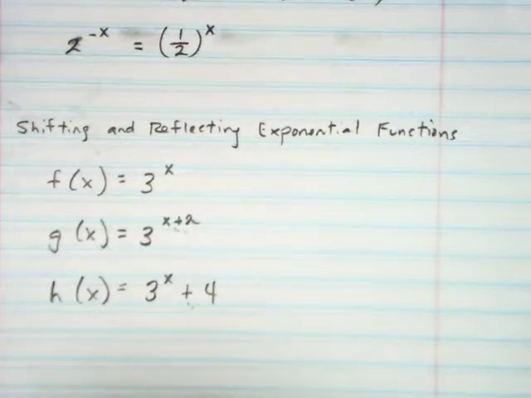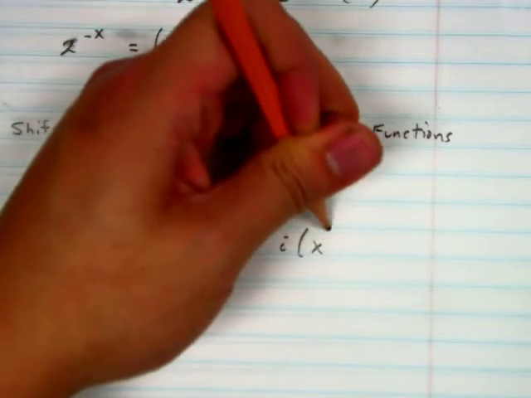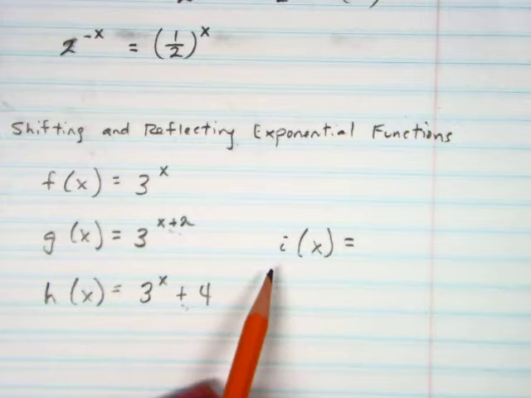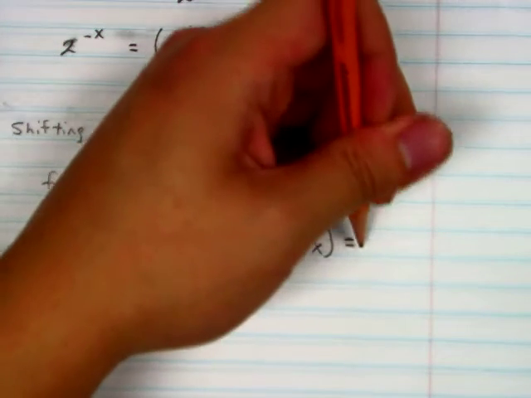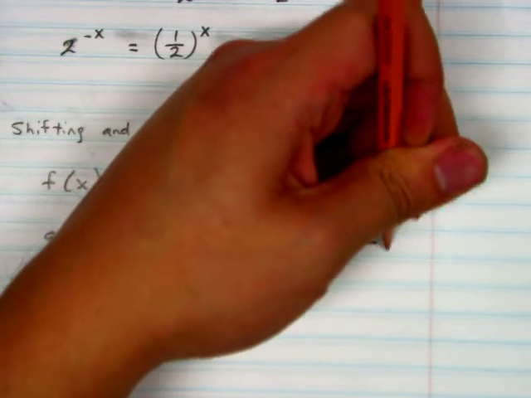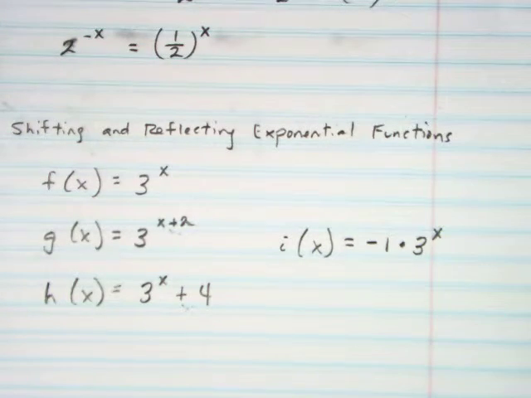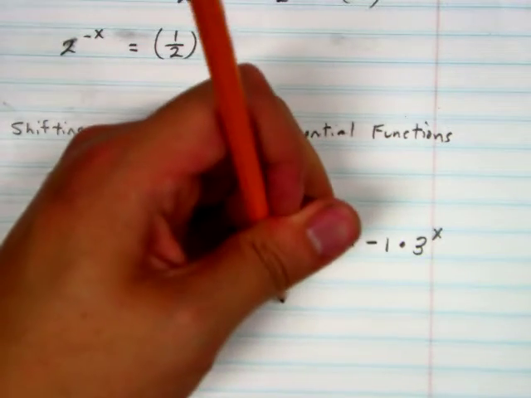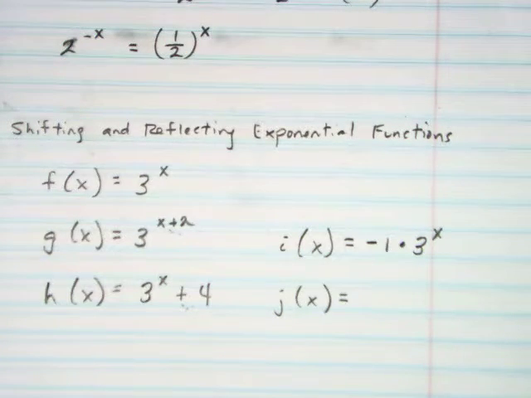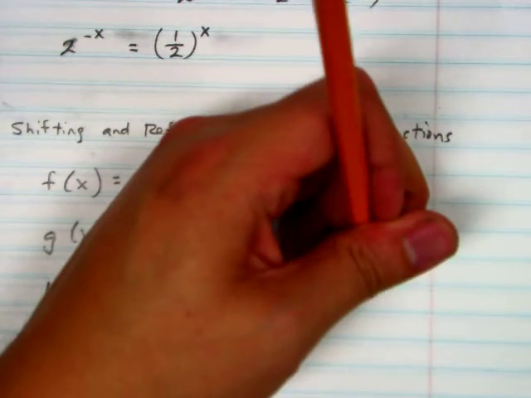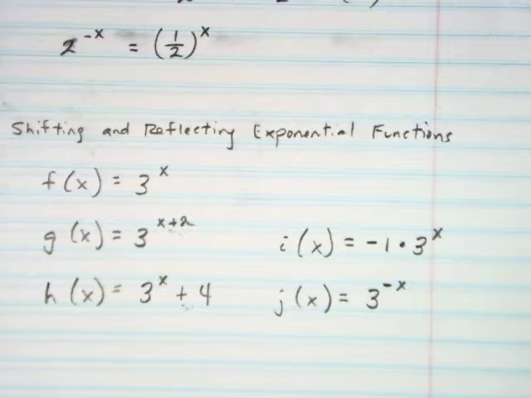So again, just to repeat all of these, if you want to shift left and right, you're changing the x's right here. So this is the shift left and right. This one is shifting up and down. This one is reflecting along, that's a negative outside, so it's the x-axis. And this one is reflecting along the y-axis.